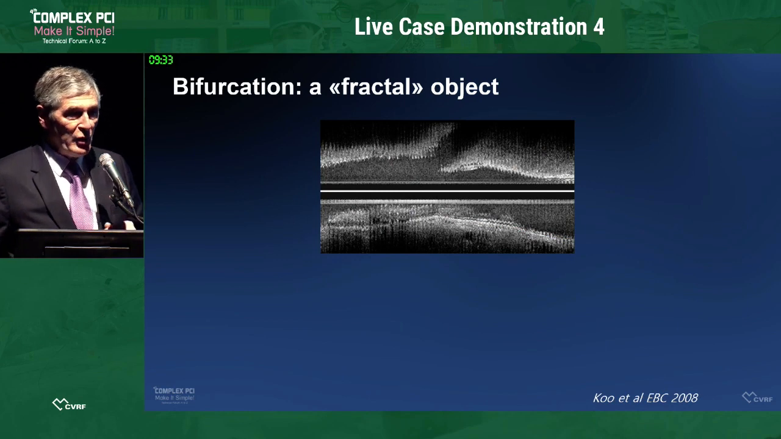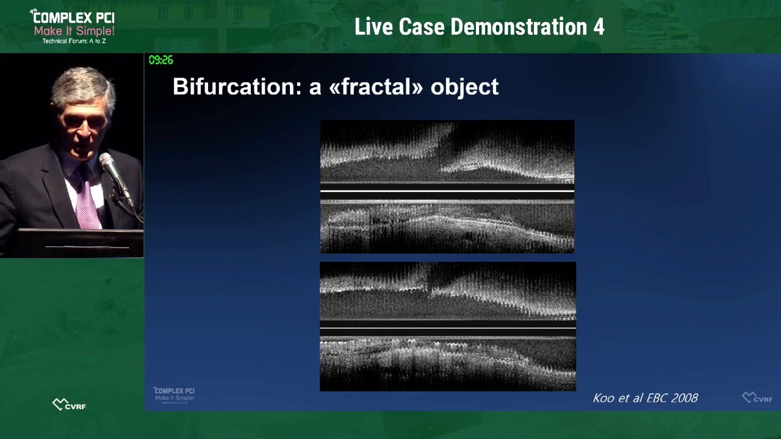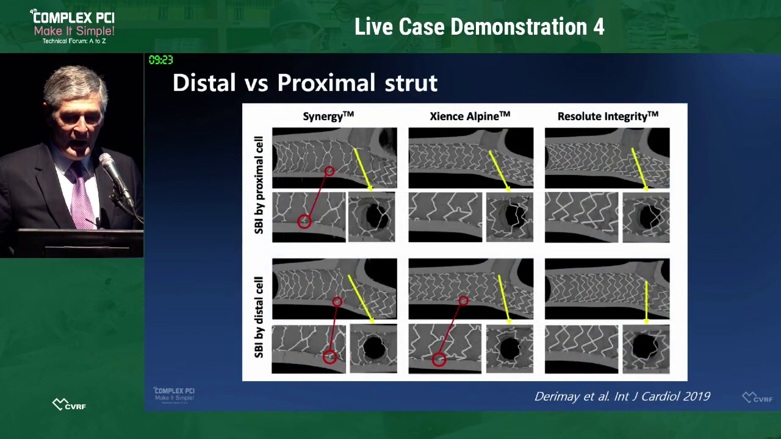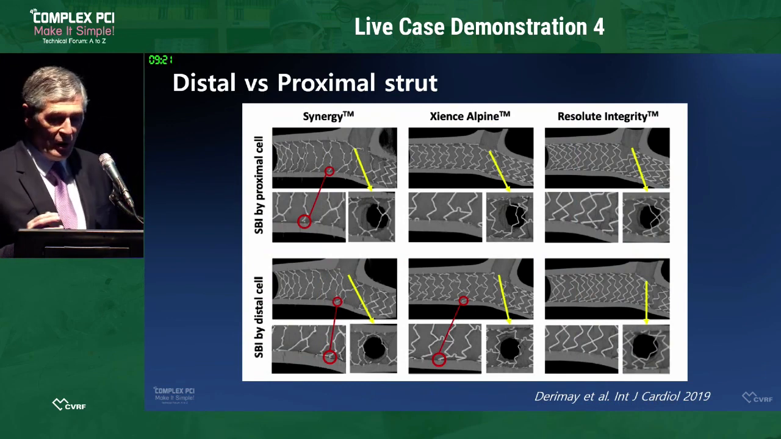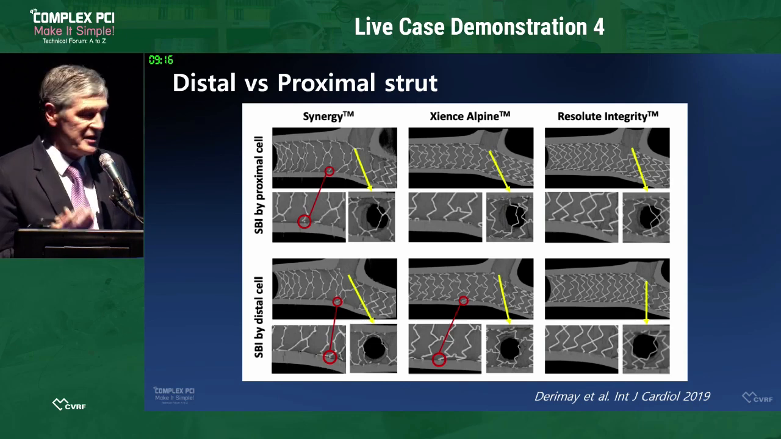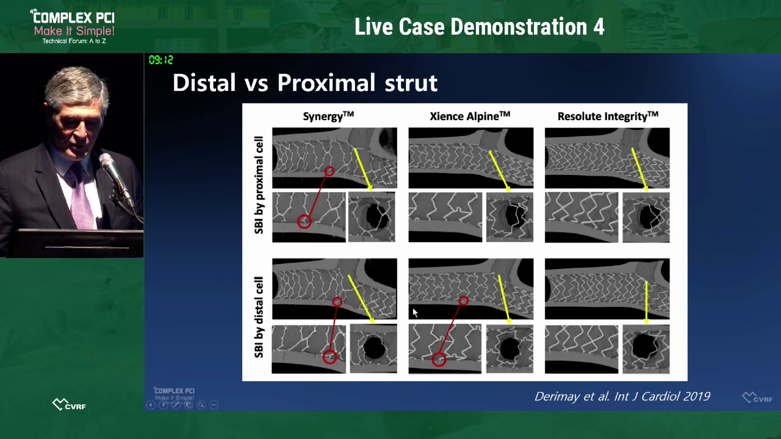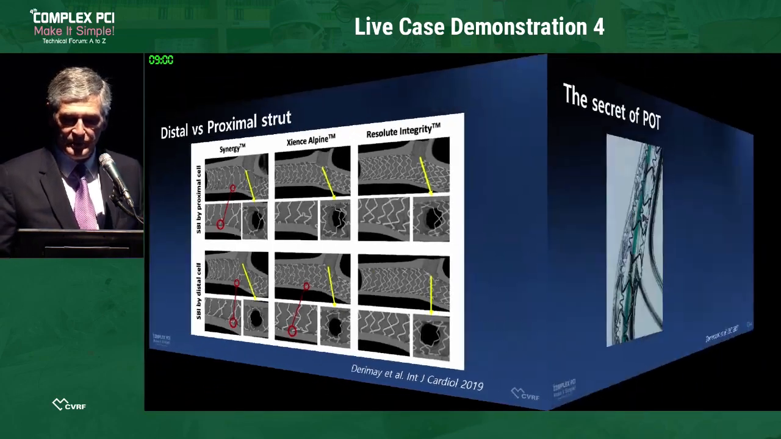We know that if we do not respect the fractal law, we will push the carina and take the risk of occlusion or tight pinching of the side branch. And we know also that when you do not do a crush, because it's completely different, but all other techniques, you need to go through a distal strut. And if you are going through a distal strut, after kissing balloon inflation, you have this kind of appearance, as opposed to a proximal strut where you have a poor scaffolding and non-apposition of the stent in the side branch.